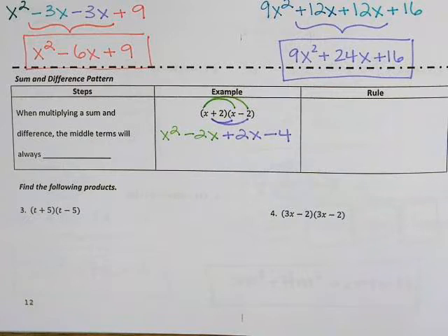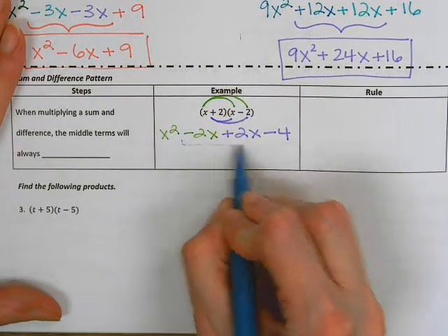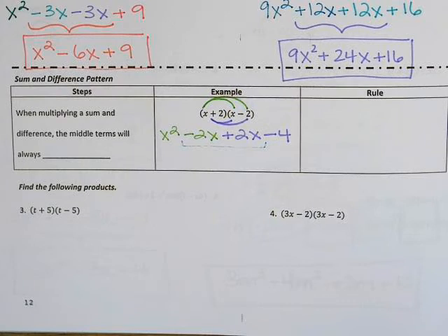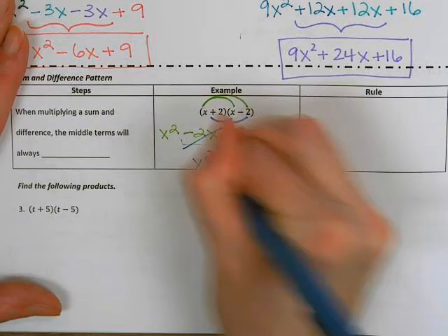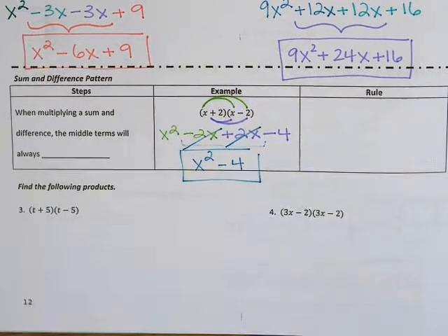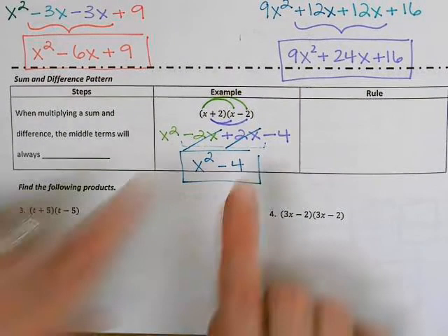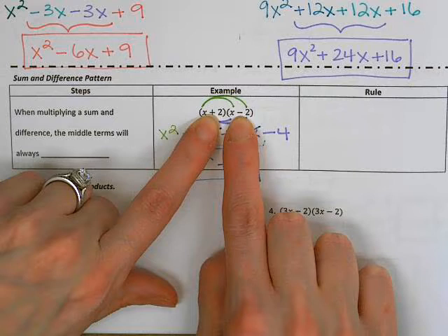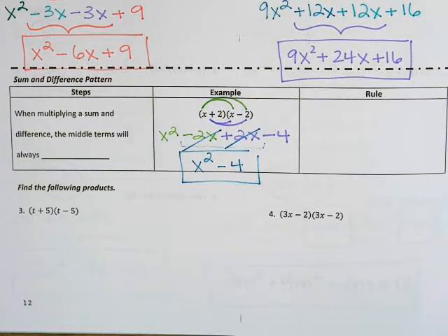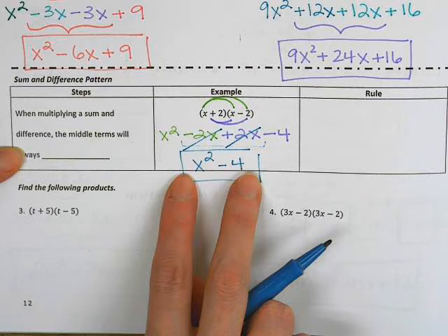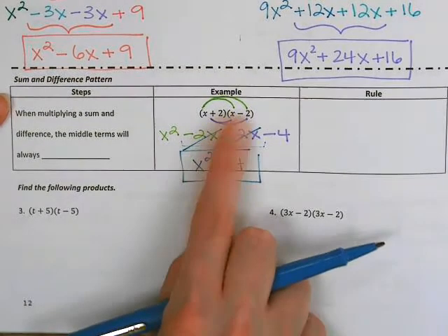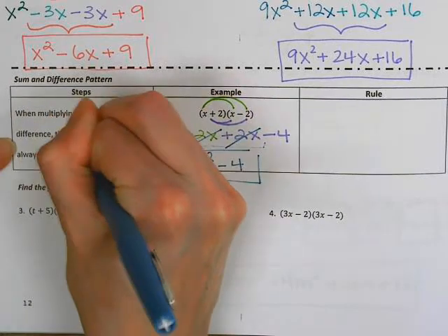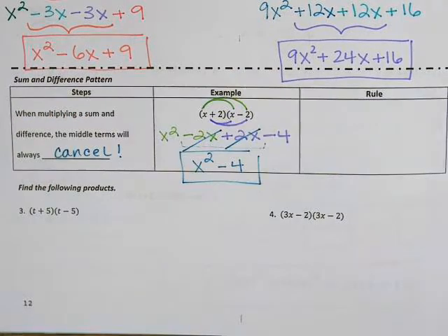All right, when you go to add like terms, what happens? Don't they cancel? Negative 2x plus 2x cancels. So you don't have to write it then. It's just x squared minus 4. So just a little trick. When these are the same but opposite, they're always going to cancel, and you're just left with the first and the last piece. So when multiplying a sum and a difference of the same numbers, the middle terms will always cancel. Just a hint.